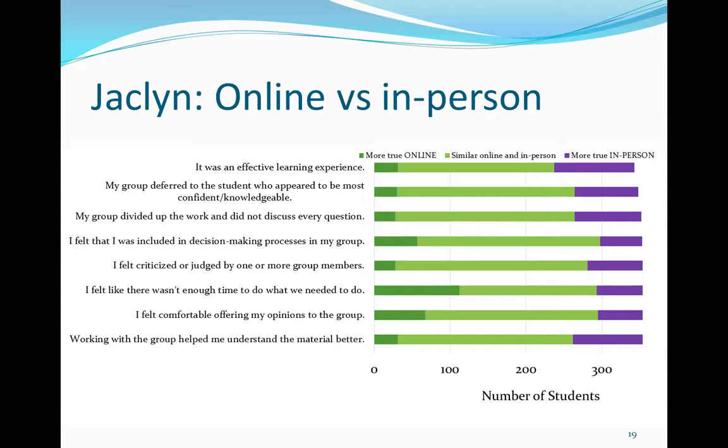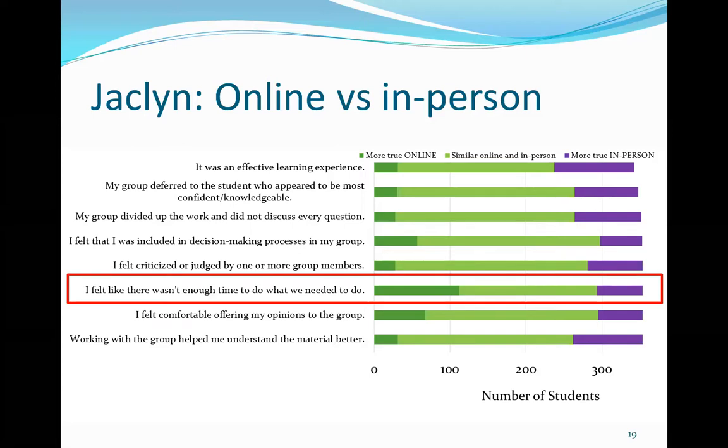So I asked them to compare if these statements were more true online or more true in person or similar. I asked things like effective learning experience, and if they deferred to the person who they thought knew the most. And I had other questions about their group interactions. But one thing that stuck out to us is this idea of having enough time to do what they needed to do. This green bar here on the left said that it was more true online, that they didn't feel they had enough time to do what they needed to do.